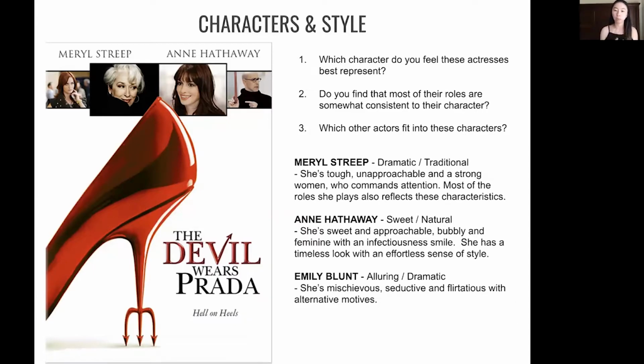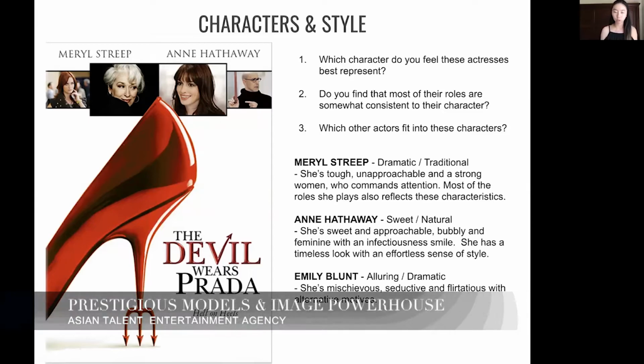So, for example, Meryl Streep is that dramatic, traditional character. She's tough, unapproachable at times. She's strong. She commands attention when she walks into the room. And most of the roles that you'll see her playing, which is exemplified in this movie as well, fit into that character type.